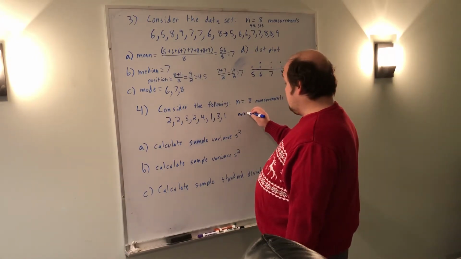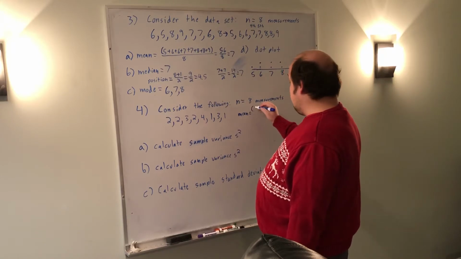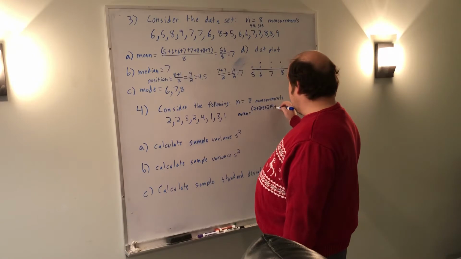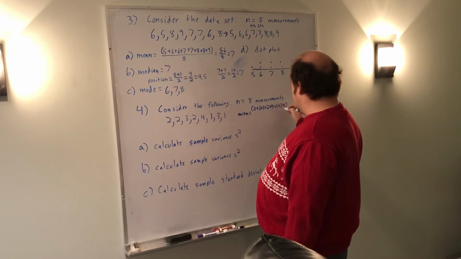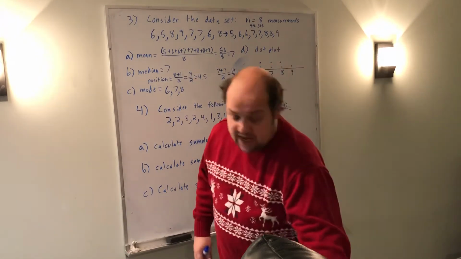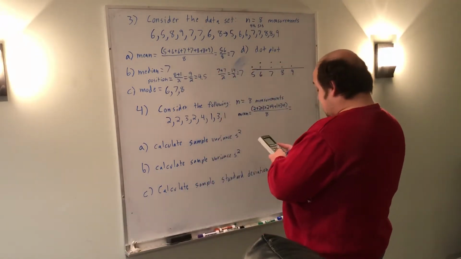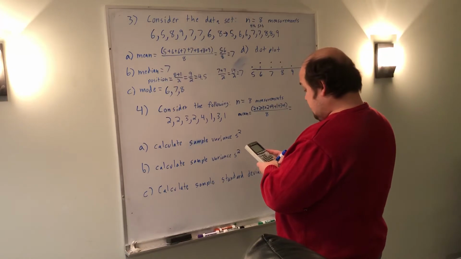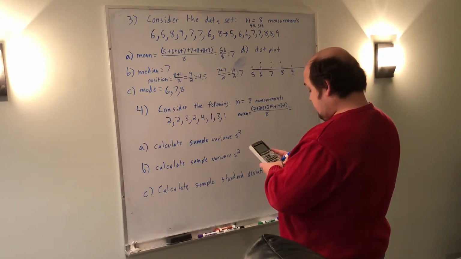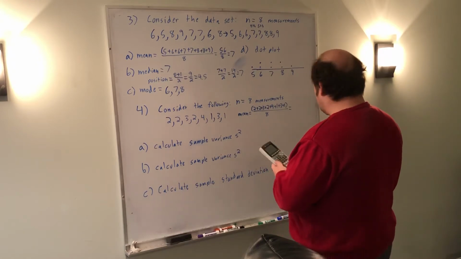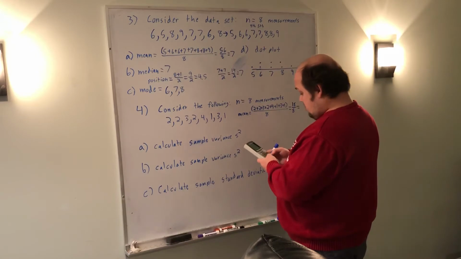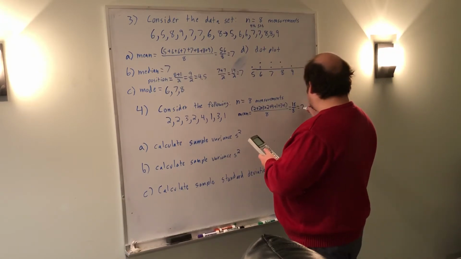So the mean is going to equal all these added together, 2 plus 2 plus 3 plus 2 plus 4 plus 1 plus 3 plus 1 divided by 8, the number of data points that we have. When I add these all together, I get a total of 18. When I do 18 divided by 8, that gives me an answer of 2.25.